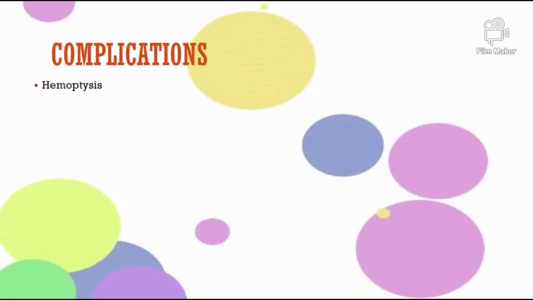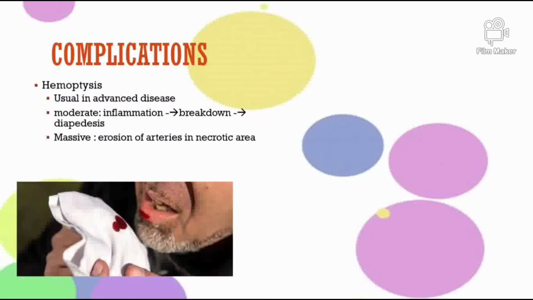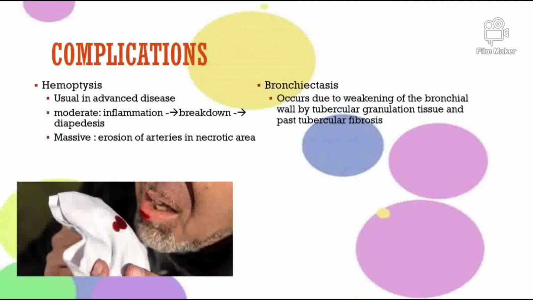Then the complication hemoptysis is usual in advanced disease. If it is moderate, inflammation will lead to breakdown of the tissue. If it is massive, it is due to erosion of the arteries in the necrotic area. Then bronchiectasis occurs due to weakening of the bronchial wall by tubercular granulation tissue and past tubercular fibrosis.